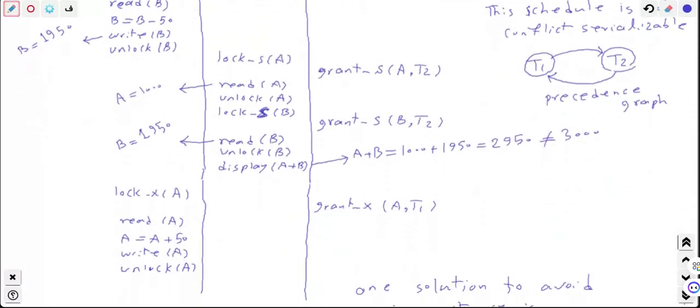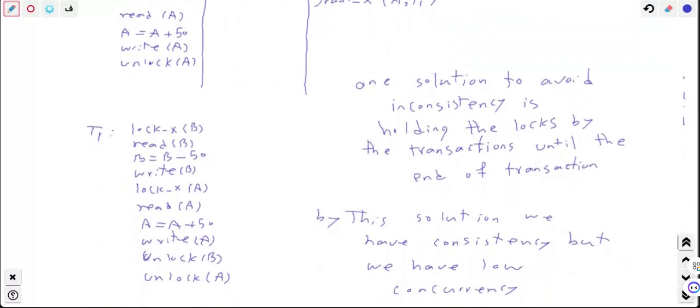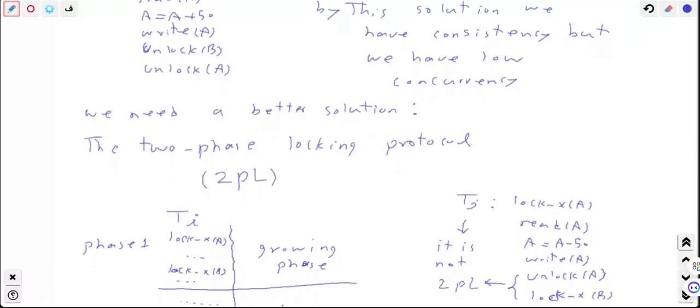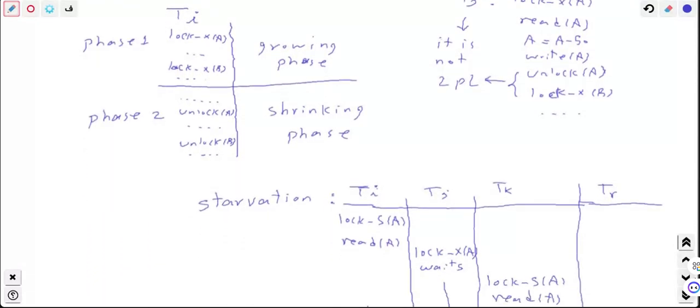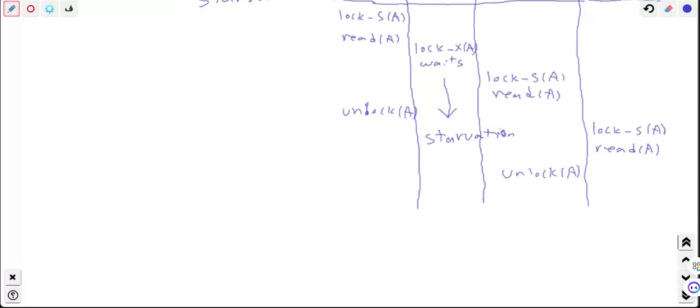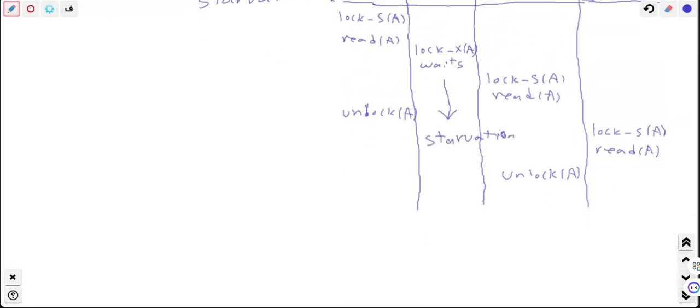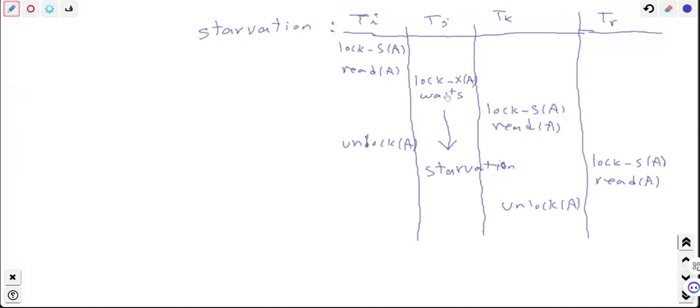Okay, let me continue. So when we use locking, we may have starvation. This means that we may have a situation in which one transaction cannot get its needed data item forever. We have other transactions that come and get lock S on A, and TJ should wait for all of them to release the lock, and this scenario can continue forever and TJ cannot get its lock.